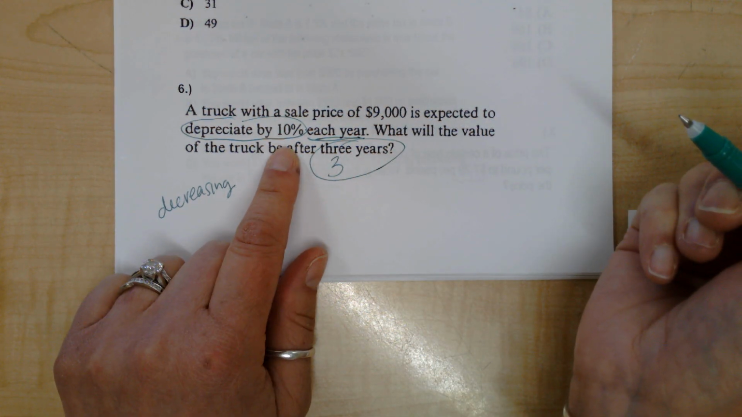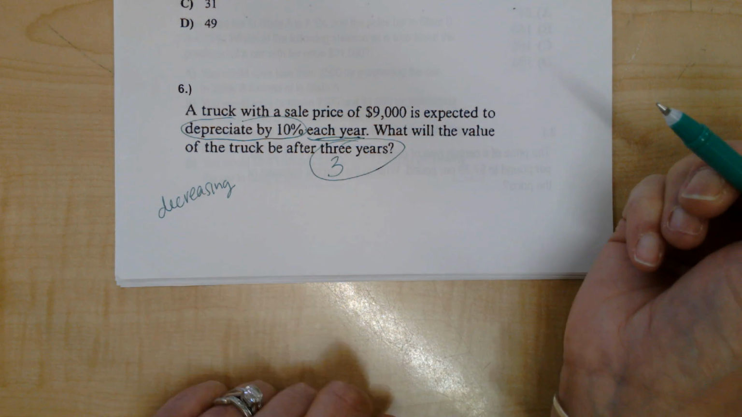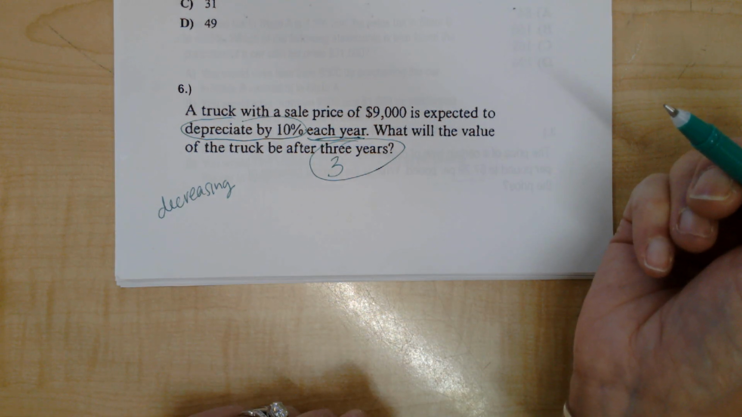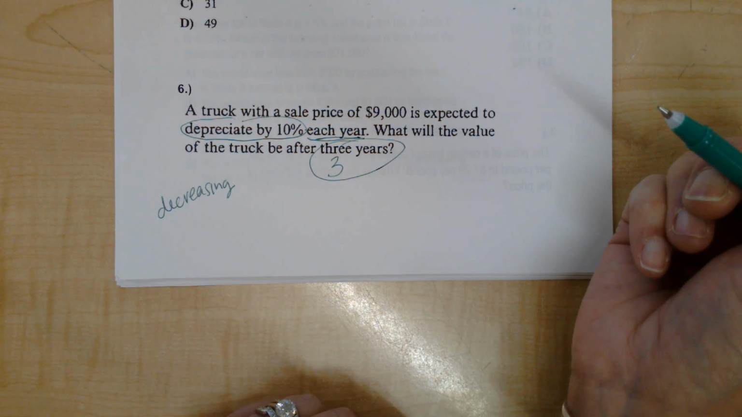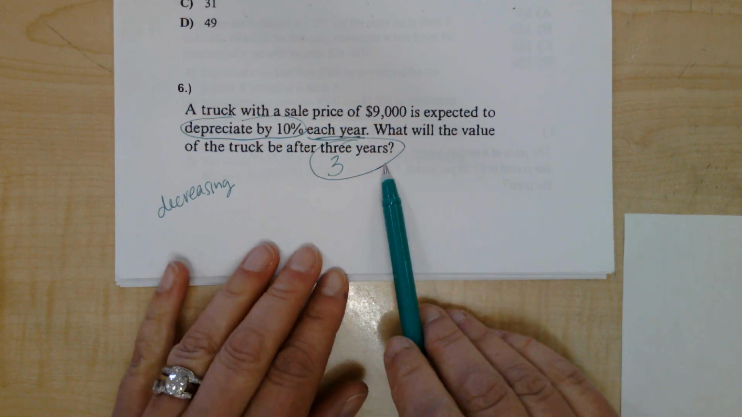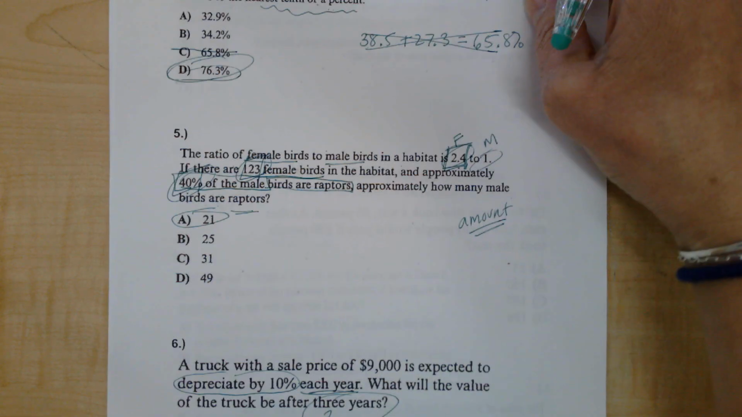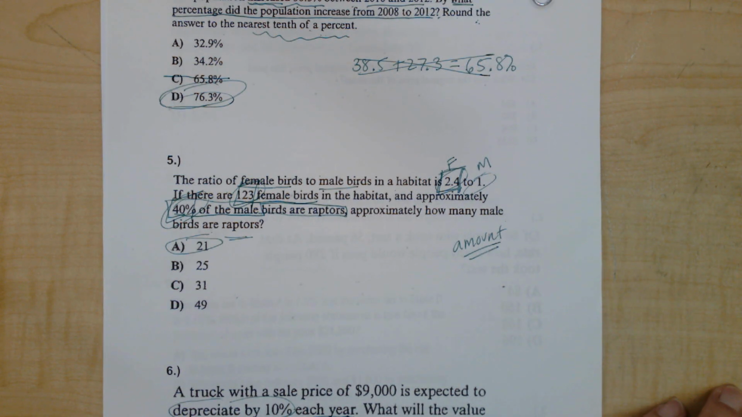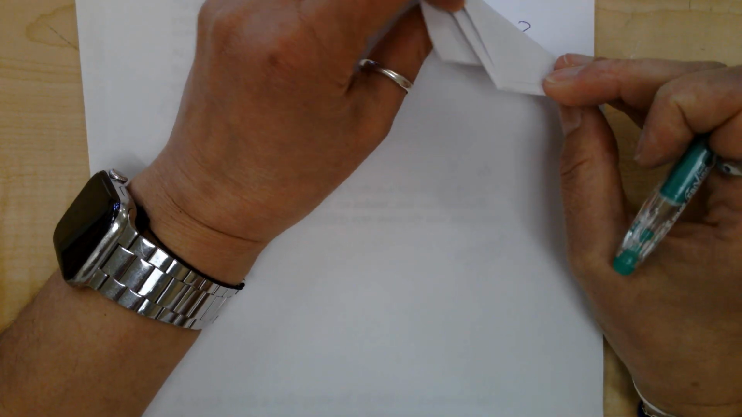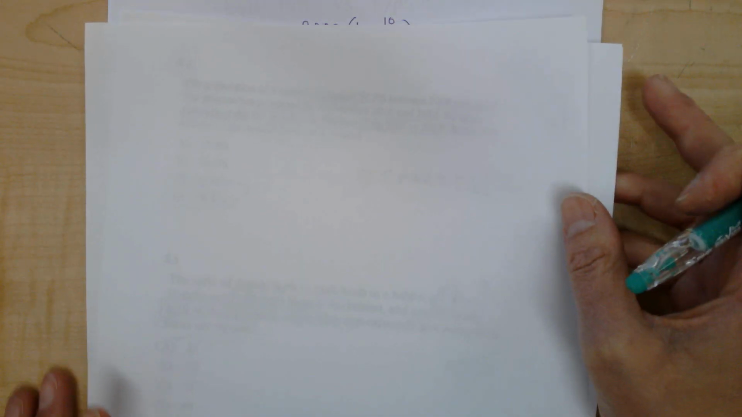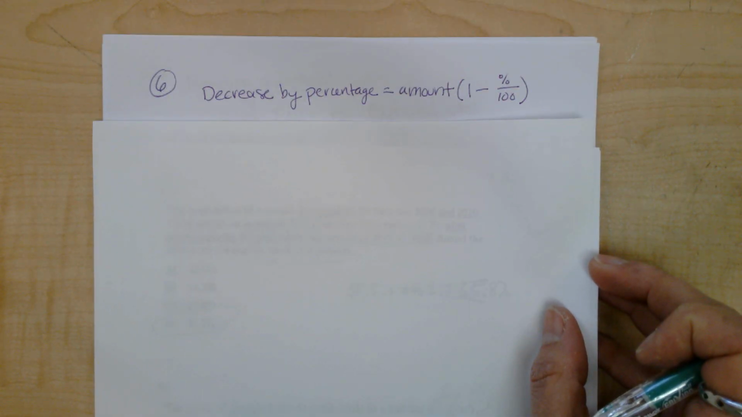Okay, so we know it goes down 10% each year. All right, well, definitely I need to find out what's going to go down by the first year. Notice, not multiple choice, open-ended. Okay, let's start. All right, so decrease by percentage. Here we go, number 6.